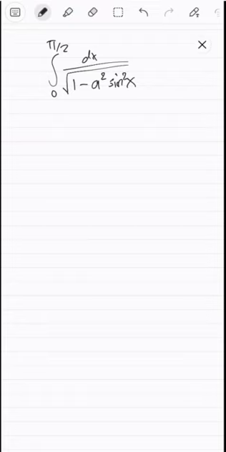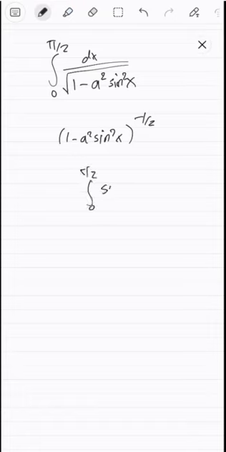The way I thought that I could do this is write this thing as 1 minus a square sine square of x to the power of negative 1 upon 2, Taylor expand these things, basically, and then we know how to integrate integrals of this form. So integration from 0 to pi upon 2 of sine power 2k of x dx, right? So we know how to do this thing. So using that, we can actually figure out what this integral is going to be.